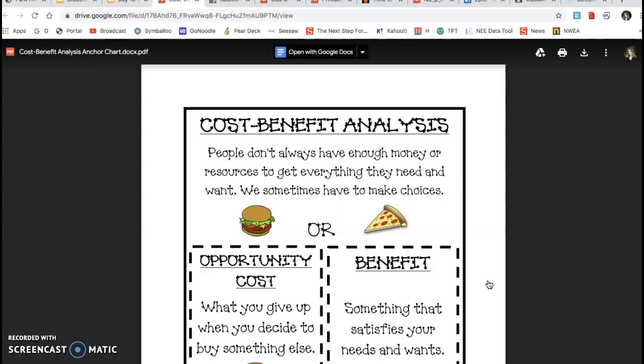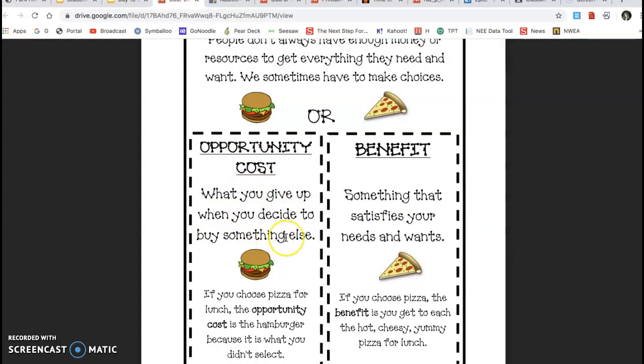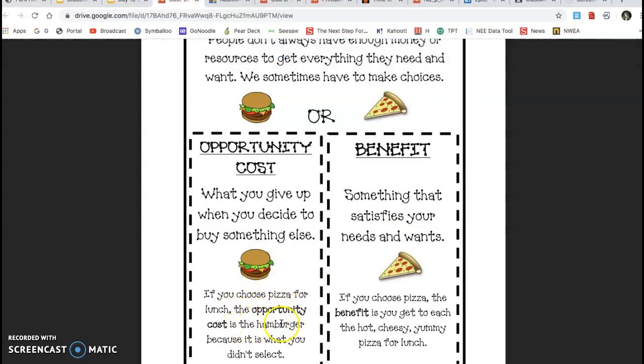People don't always have enough money or resources to get everything they need and want. We sometimes have to make choices. So the opportunity cost is what you give up. It's the cost of it when you decide to buy something else. And the benefit is something that satisfies your needs and wants. It's what you want out of it. So if you choose pizza for lunch, the opportunity cost is the burger, because it is what you didn't select. If you choose pizza, the benefit is you get to eat the hot, cheesy, yummy pizza for lunch.